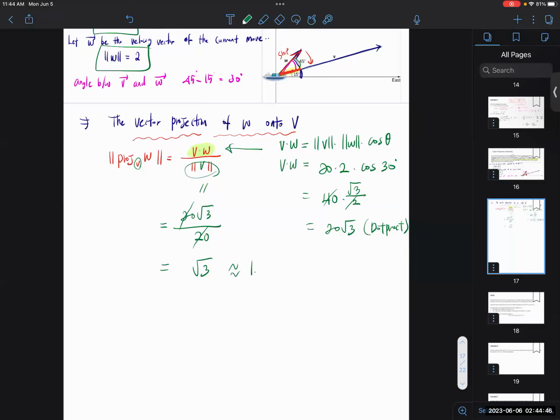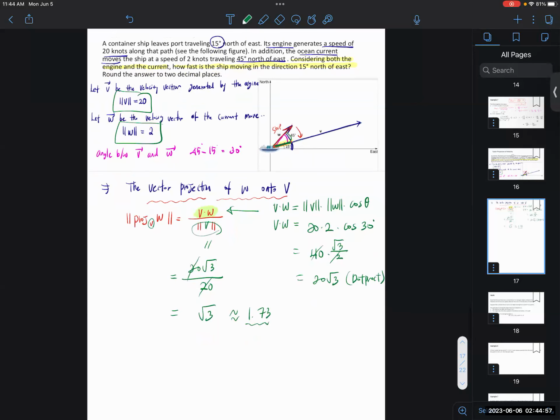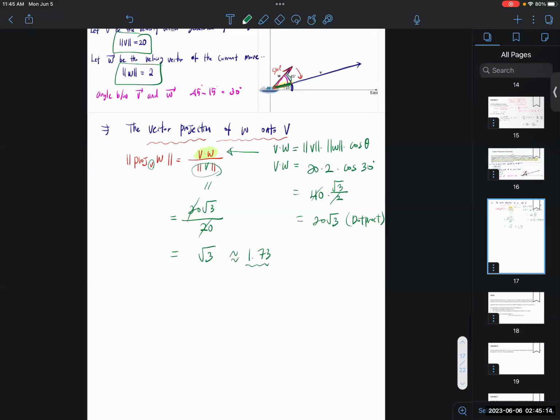As a decimal, about 1.73. So what does it mean? We just found out this length. The ship is moving slowly. The engine is moving maybe faster. If they're generating together, I want to know how much they reflect onto V. So that's 1.73.